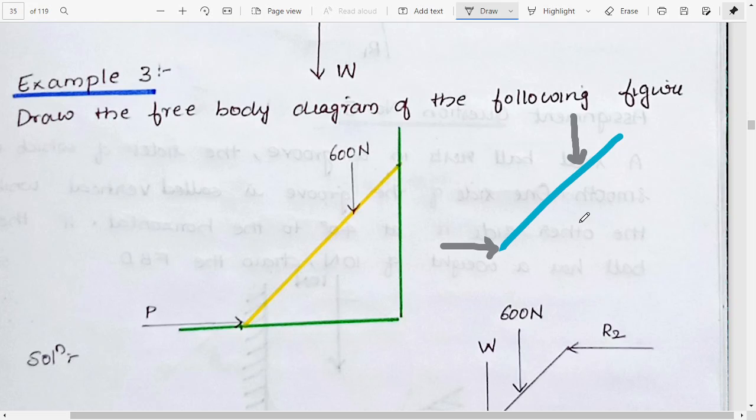So this wall is acting as a support to make it stand there like that. So there is a reaction force like this. Okay, so these are the three forces acting. Then of course there is one more force. What is that force? It is the W force which is acting downwards. Okay, so these are the forces acting.